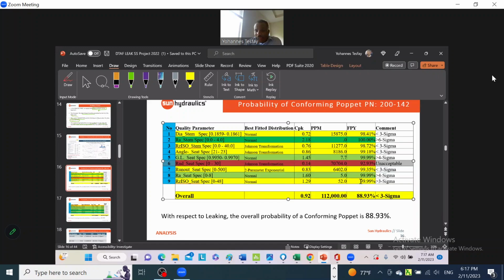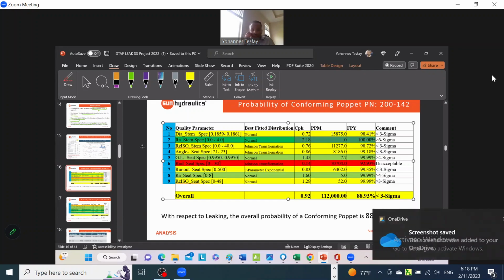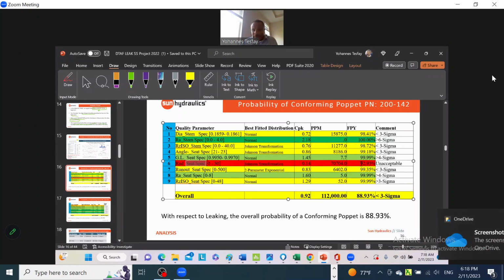When you say yellow, as you see, it's the sigma level here. Actually, CPK, you're going to learn about later. But the other parameters, stem diameter, RA, RZ, angle, all these are okay. For example, this is normal, and we found a CPK of 2, or 6 sigma. That means the process performance in producing RA is excellent, so we don't have any issue there. But when it comes to seat roundness, that is low performance.